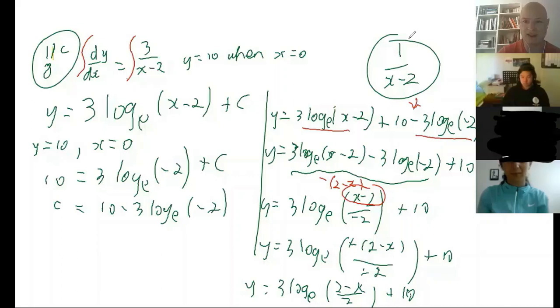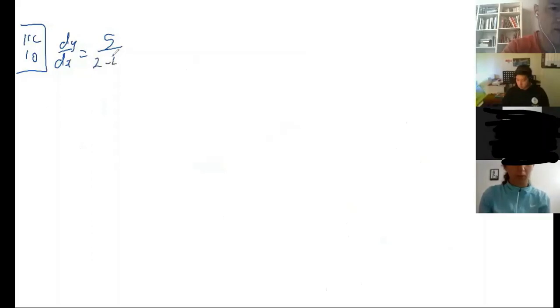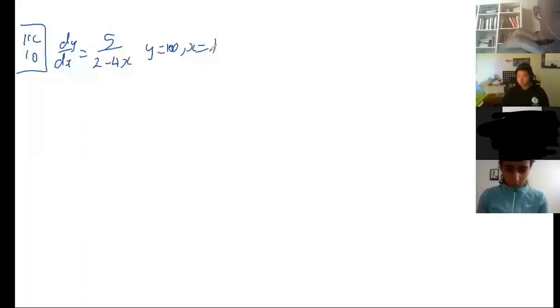All right, let me clear this one. Okay, the next question was 11C question 10. So 11C question 10, which said dy/dx equals 5 divided by 2 minus 4x, and y equals 10 when x equals 1.